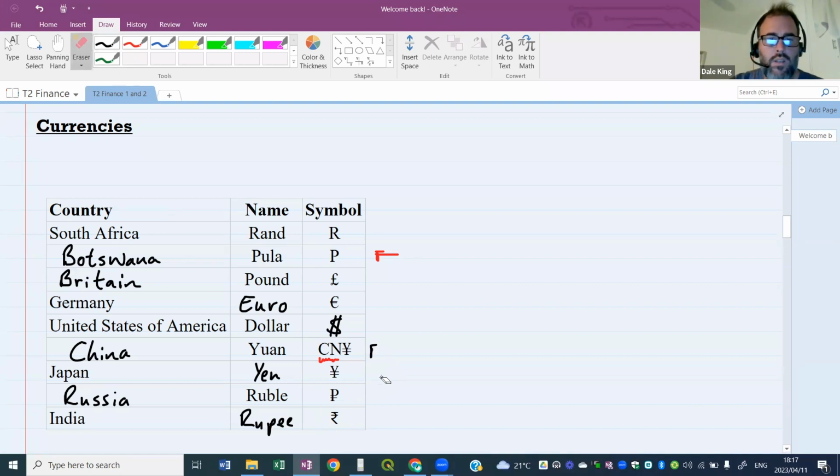Okay. So these are the symbols and the names for all the currencies that we are most familiar with. There are a lot more, obviously. A lot more. But these are the ones that we really spend most of the time working with. And you often see these in exams.